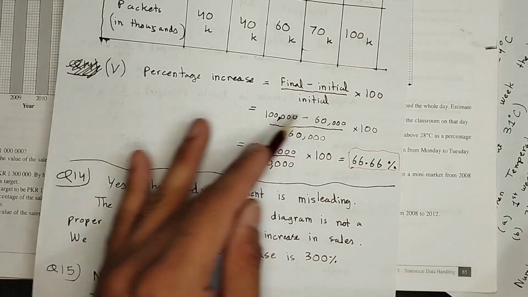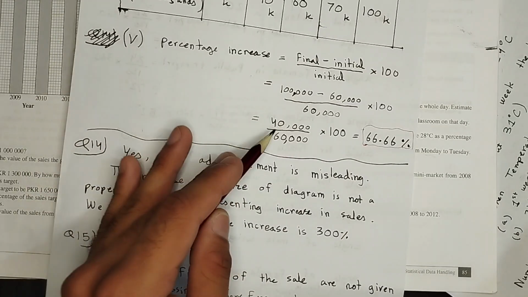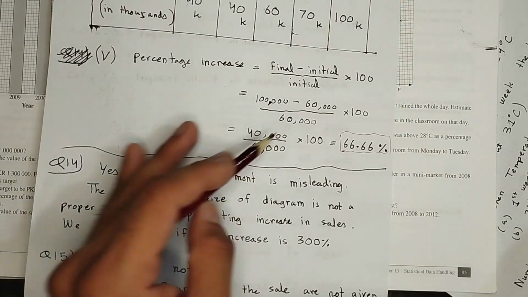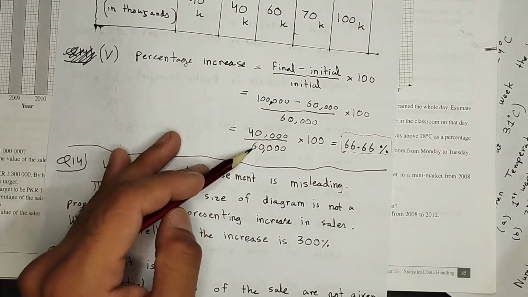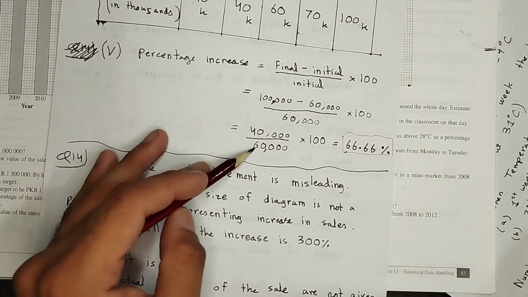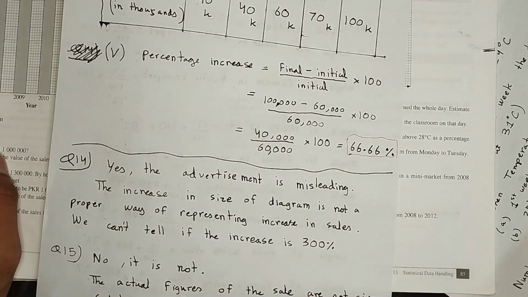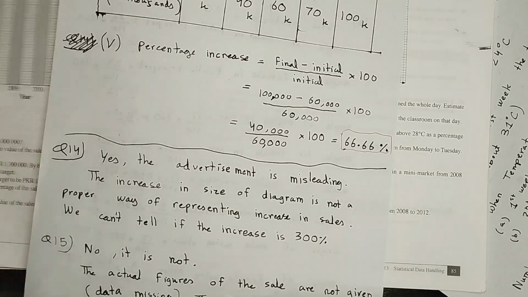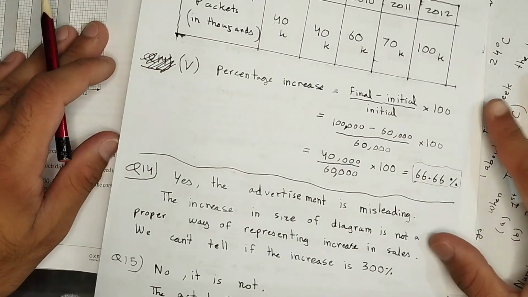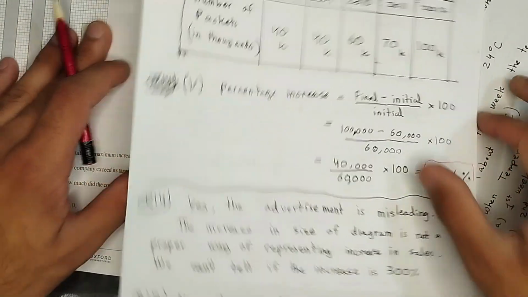So you do subtraction first. You get 40,000 divided by 60,000 multiplied by 100. Cancel out the zeros. It's basically 4 divided by 6 multiplied by 100. You do that and you will get the value, which is 66.66%. That is the percentage increase in the number of packets of the soap powder.